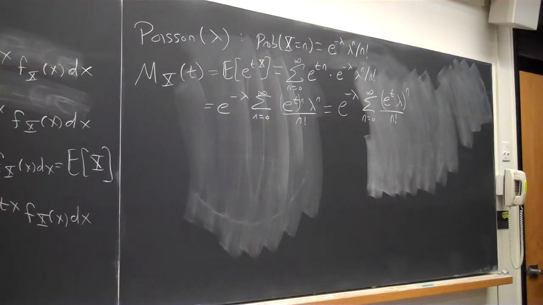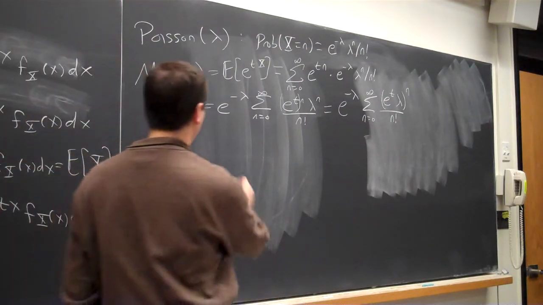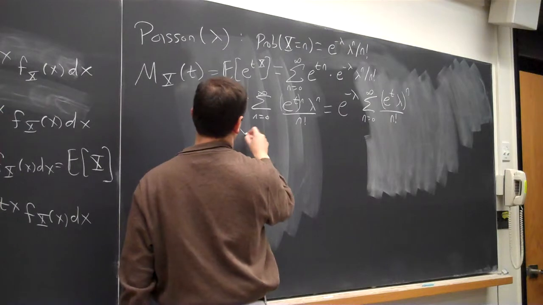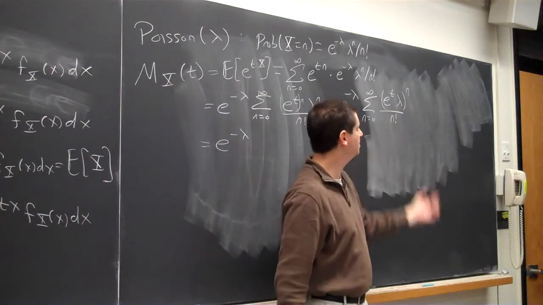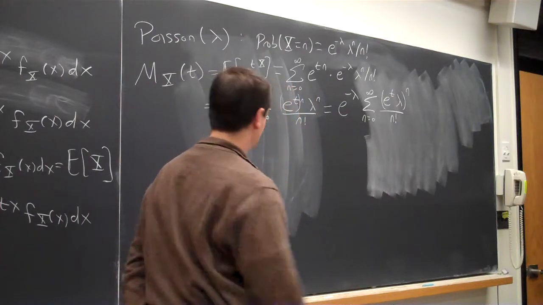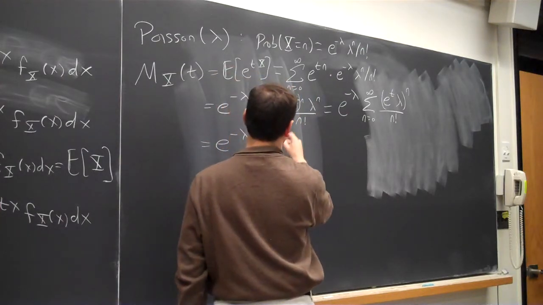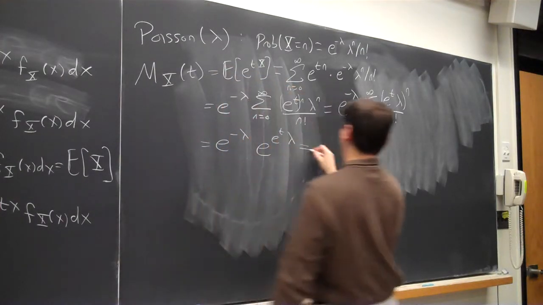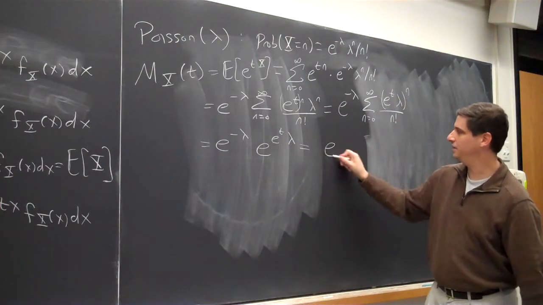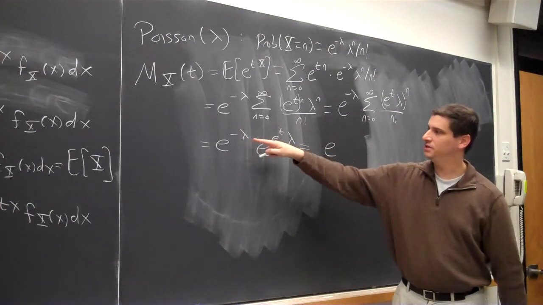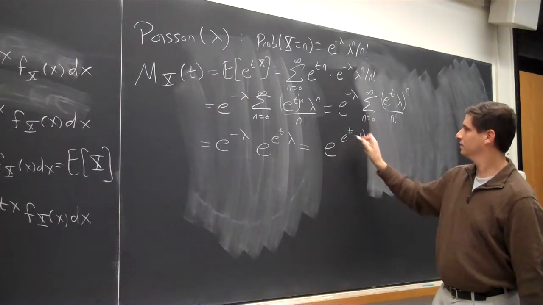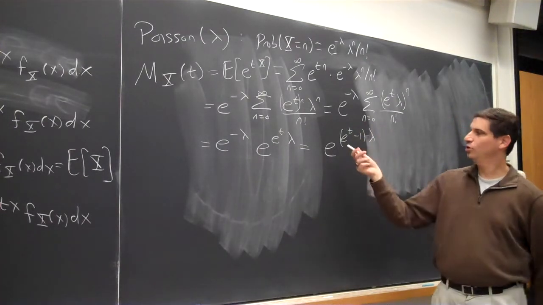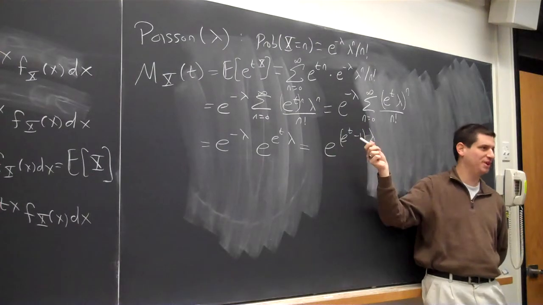Alright, in the next line you'll see why I really like this. What do we get? This is just the exponential of e^t lambda, right? And so I can simplify things, and I have e to the lambda times (e^t minus 1). We have an exponential of an exponential, okay?